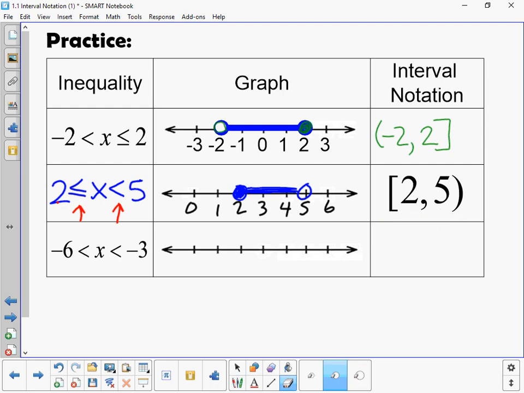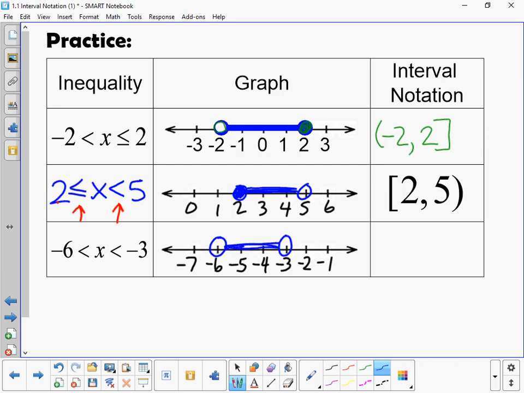All right, our last one, we have the inequality -6 is less than x, which is less than -3. So on our number line, let's see, -7, we'll get this set up. And we want to show that we have an x value in between -6 and -3, somewhere in here. And in this case, if you look at these inequality symbols, neither of them are included. They are both going to be open circles, so our graph is complete.